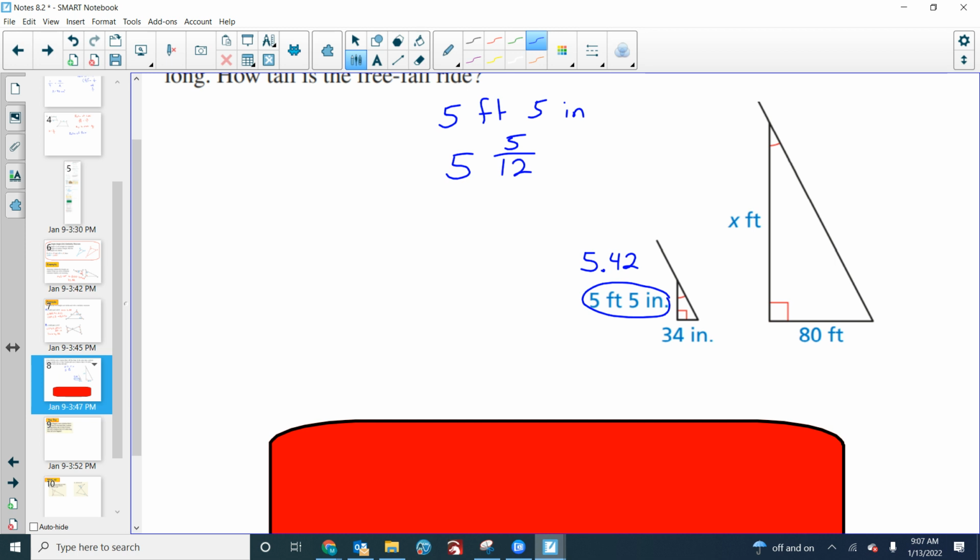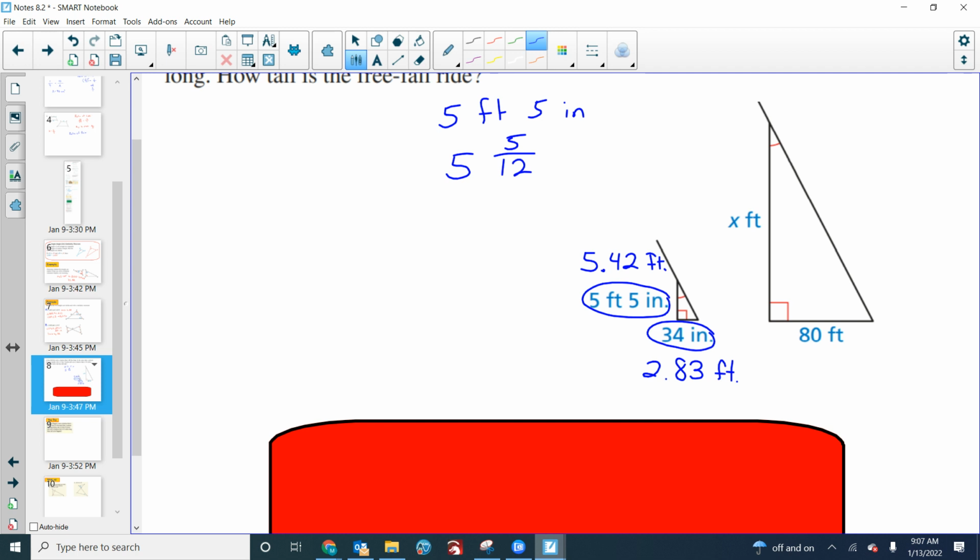Next, 34 inches. Well, it's more than 1 foot. It's more than 2 feet, but it's not quite 3 feet. What's 34 divided by 12? 2.83 feet. All right, let's set up a proportion.